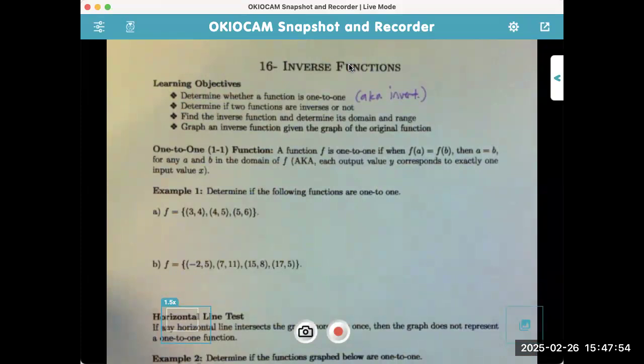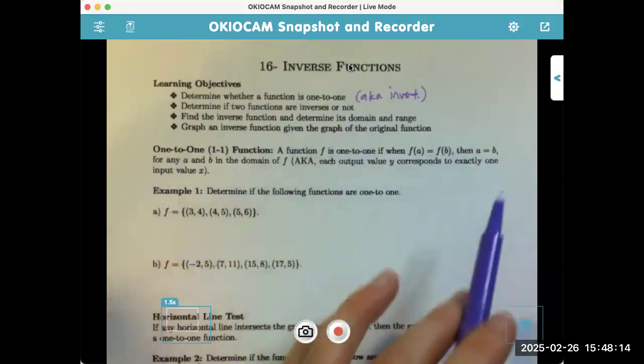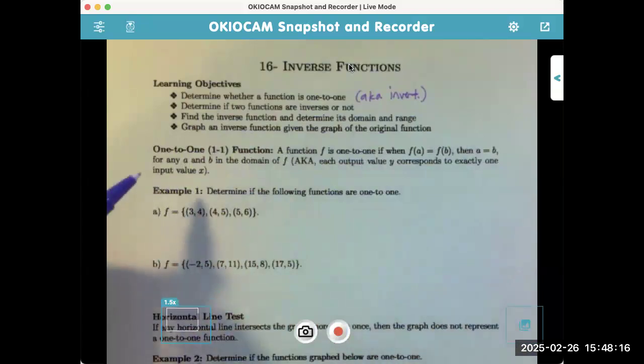Okay, so one-to-one function. A function f is one-to-one if when f of a is equal to f of b, then a equals b, for any a and b in the domain of f. AKA each output value y corresponds to exactly one input value x. Okay, this is a very long-winded way to say the horizontal line test. So basically that is just restating the horizontal line test.